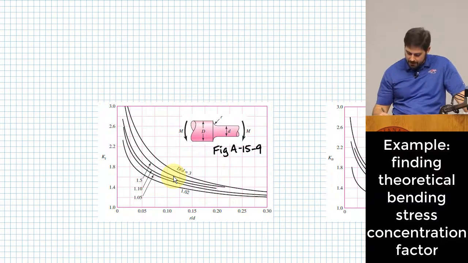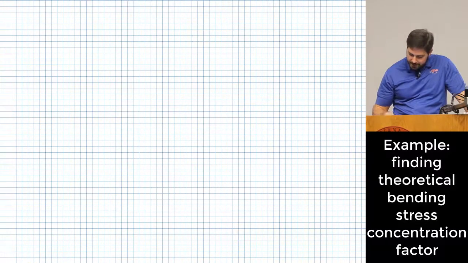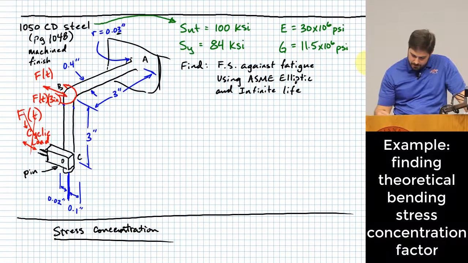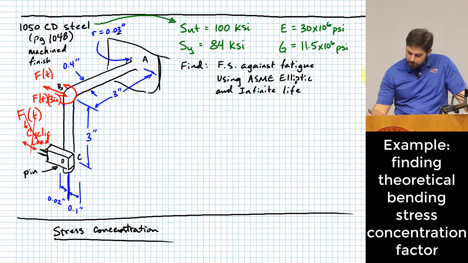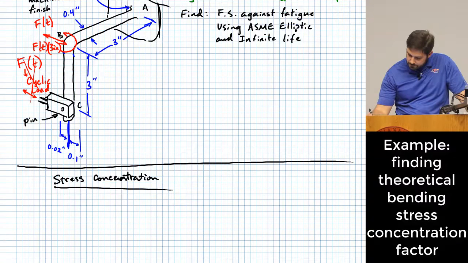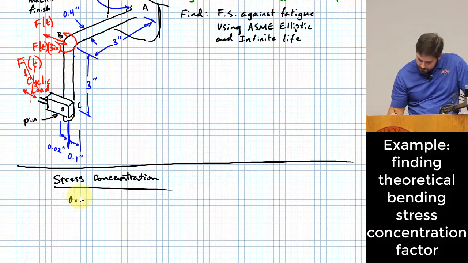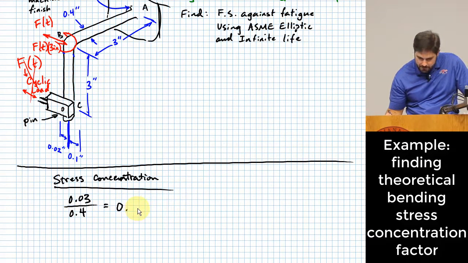Okay, r over d, which means you've got to go back and look at it again. What were those parameters? The radius was 0.03 inches, and the lowercase d, the diameter of the actual rod, was 0.4 inches. Okay, so 0.03 over 0.4 is equal to, excuse me, 0.075.